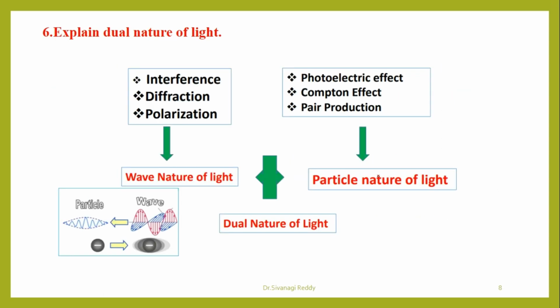Then what is the dual nature of light? Light has a dual nature. One is wave nature, another one is particle nature. Wave nature is proved in the case of interference, diffraction and polarization, whereas particle nature of light is proved in the photoelectric effect, Compton effect, and pair production. So combinedly we can say that light has a dual nature. Based on this only, de Broglie proposed that matter also has a dual nature.